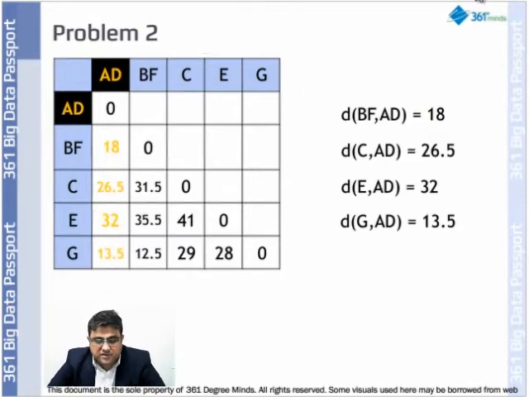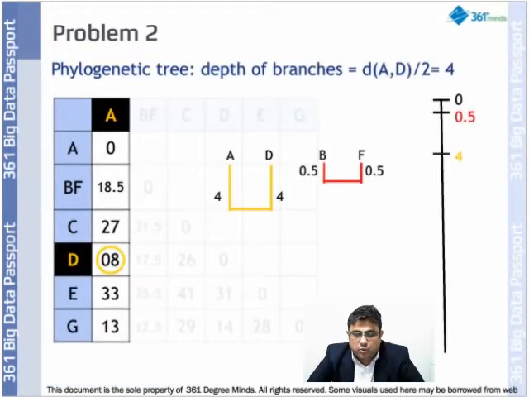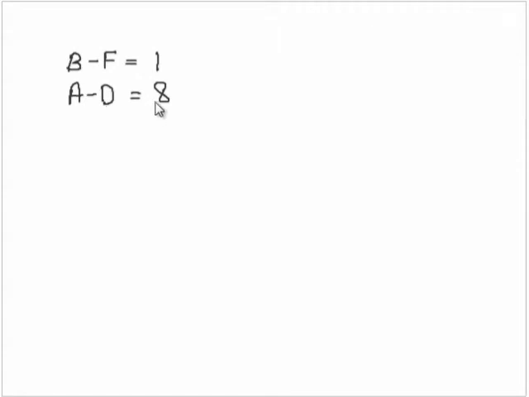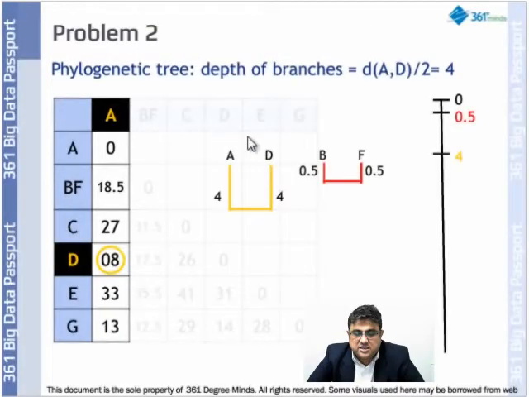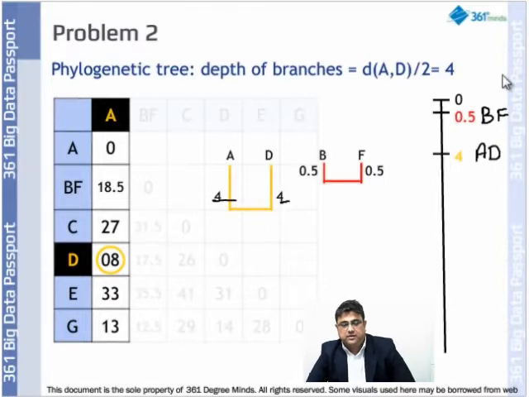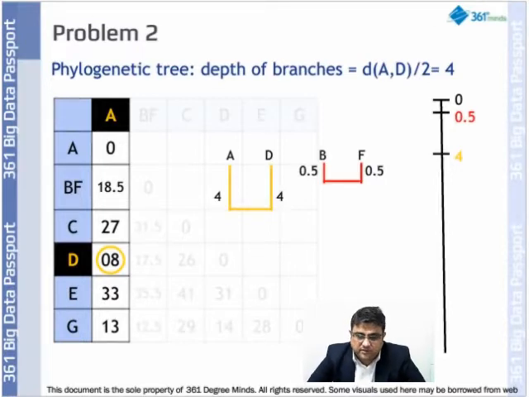Let's see how to represent this in the form of a tree diagram. Let's go to the whiteboard. We have the value of AD as 8, so each side is a 4. So you have AD at 4, 4 and BF at 0.5, 0.5. So on the right hand side at 0.5 is BF, at 4 is AD. Let's go to the next level of clustering.